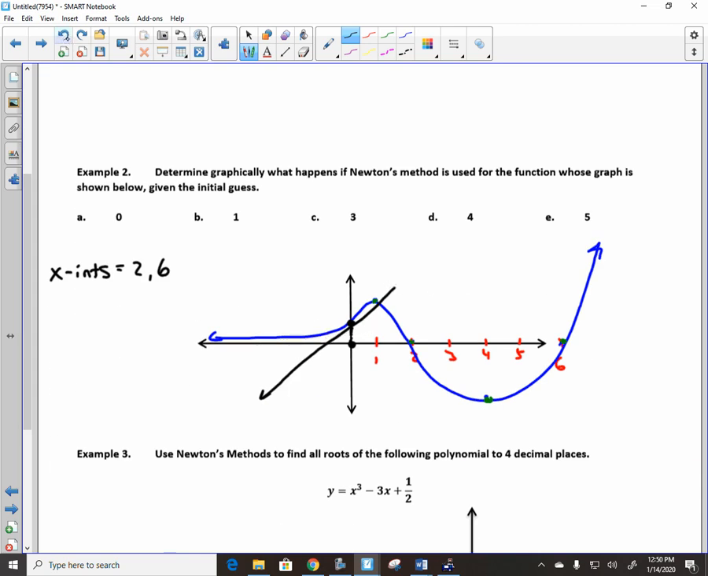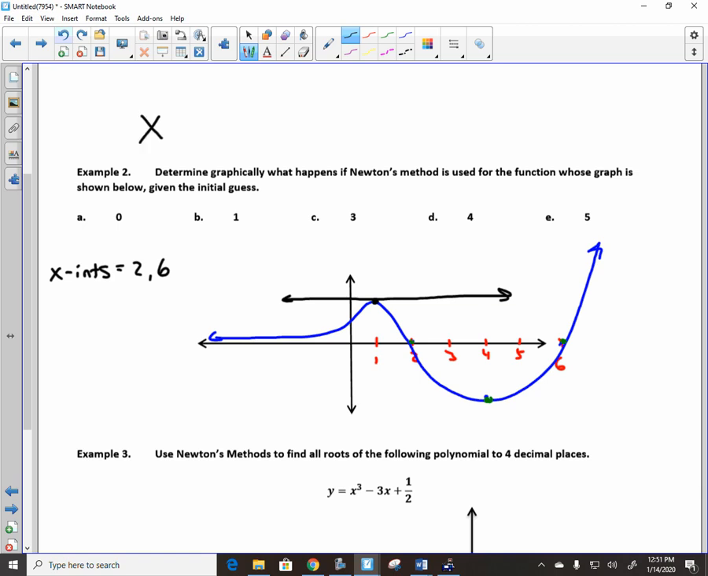All right, let's change our guess. Suppose we guess 1. What do you notice happens at 1? The slope is 0. You have a local maximum, right? So if I guess 1, I want to eventually come up with 2 or 6. I draw the tangent line. And I look for what? I look for where it crosses the x-axis. Does it ever cross the x-axis? No. Undefined.